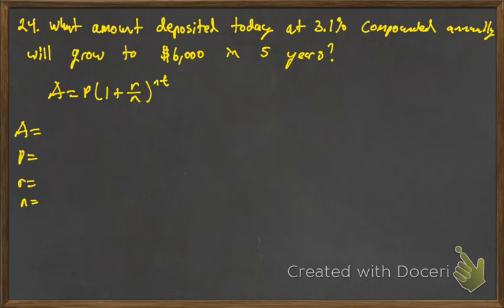So oftentimes that'll be annually, which is 1. Biannually or semi-annually would be 2. Quarterly would be 4. Monthly would be 12. Daily would be 365. Those are the usual ones. This one says compounded annually, I believe. Let me double check. Yep, compounded annually, so that's going to be 1. And then the time is 5 years.